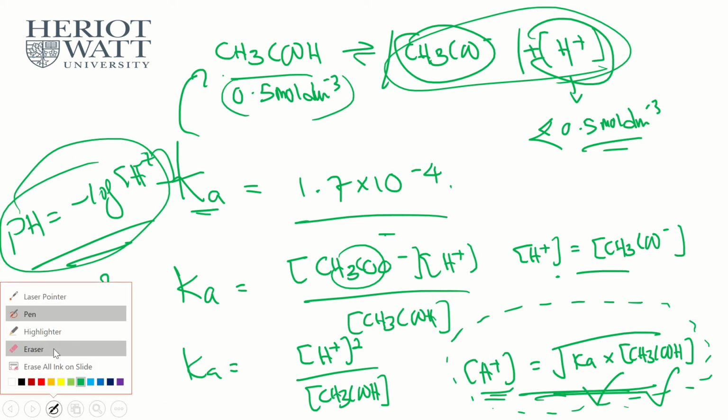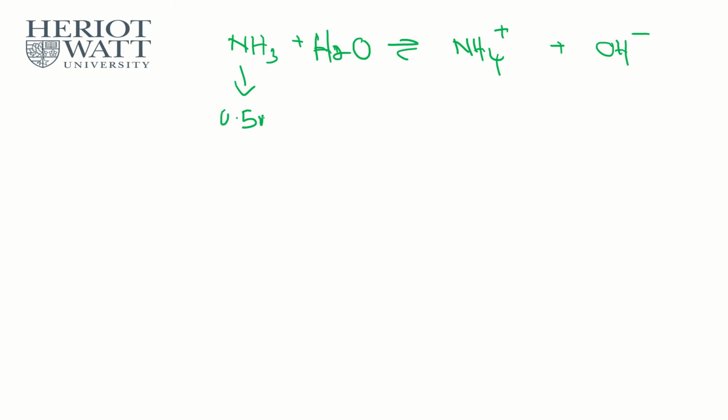Now what if we have a weak base? All right, examples of weak base. Let's say I have ammonia. It dissolves in water, sorry. It partially dissociates into ammonium and hydroxide. So what if the concentration here is the same, 0.5 mole per dm cube? So what do you expect here? The concentration of OH minus is less than 0.5 mole per dm cube because it's a weak base.